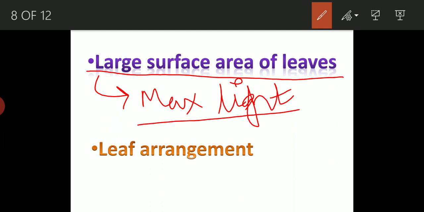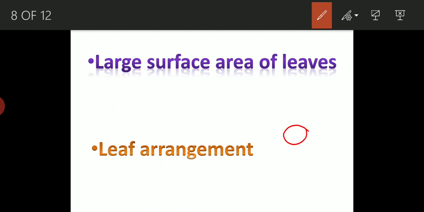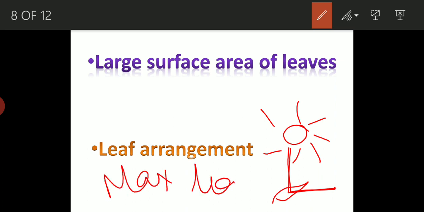Okay, next is leaf arrangement. Now if the leaf is arranged at 90 degrees, in right angle to the light source, suppose this is the sun, the light source, and this is the leaf, then it is at a 90-degree angle, right? Then it will obtain the maximum light. Clear?